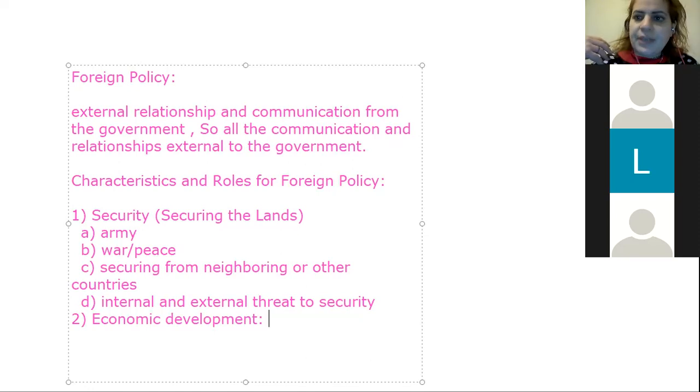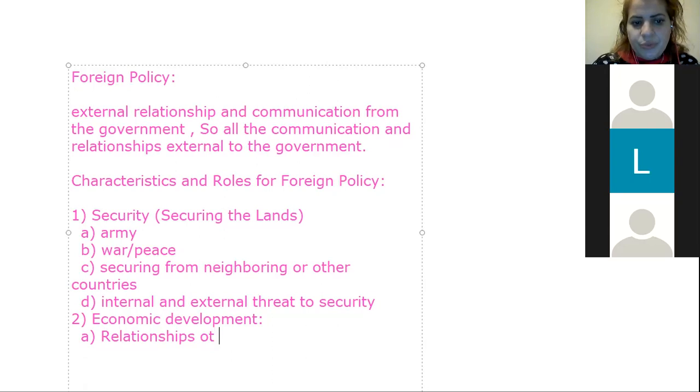So they need, for example, financial aid or aid from other entities like organizations, governments, business corporations that help out the country, okay? So it depends, right? Okay, economic development, right? It includes here relationships to improve the economy, okay?